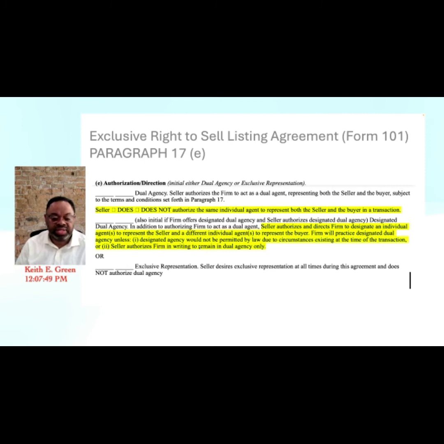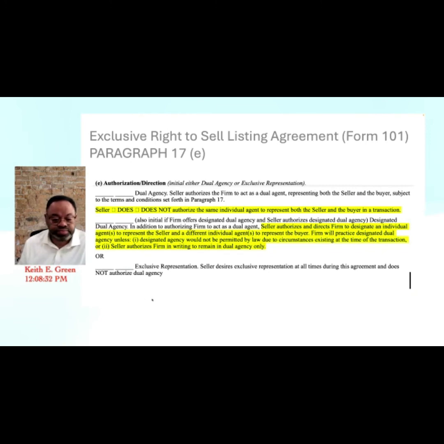So that's one of the things they wanted us to make sure you understood when it comes to changing these forms. At least that's the way I understood it as we learned about it: with designated dual agency, when they check that, they're saying, hey, I authorize you and I direct you to designate an individual agent to represent the seller and a different person to represent the buyer. And it's stated right there, where I highlighted. So that's an important change when it comes to dual agency regarding the exclusive right to sell listing agreement.